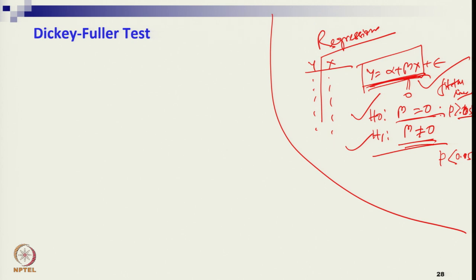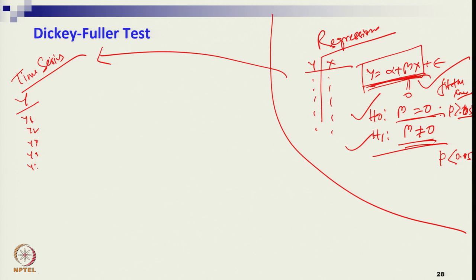Now come back to our time series data. Suppose you have a time series data y1, y2, y3, y4, y5, y6 and so on. The same concept we'll use here. If you take the differencing as I mentioned, yt minus yt minus 1, it is nothing but y2 minus y1, y3 minus y2, y4 minus y3, y5 minus y4, and so on. These are your first order differencing.